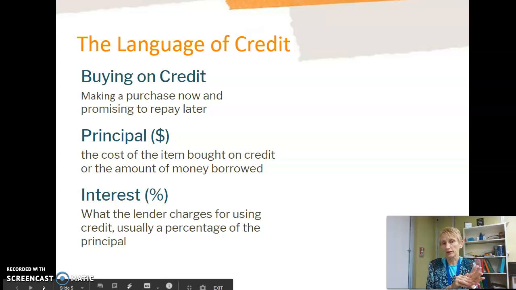So when you're buying on credit, you're making that purchase now, promising I'm going to repay it later, maybe in payments, maybe in a lump sum. The principal is the cost of the item you've purchased or the amount of money that you've borrowed. We also use that word if we have a certain amount of money that we invest, we put into a savings account. When we're talking about interest, we may also refer to that as principal. It's kind of the starting value. And then interest is given as a percent, typically expressed as an annual percentage rate.